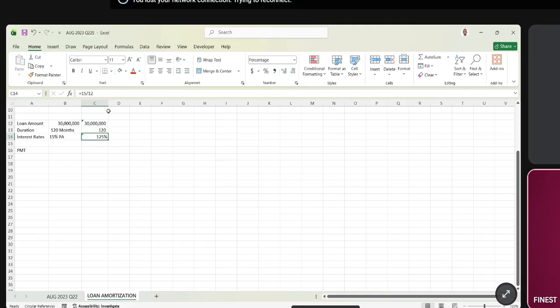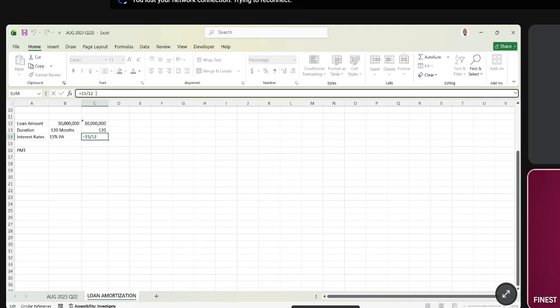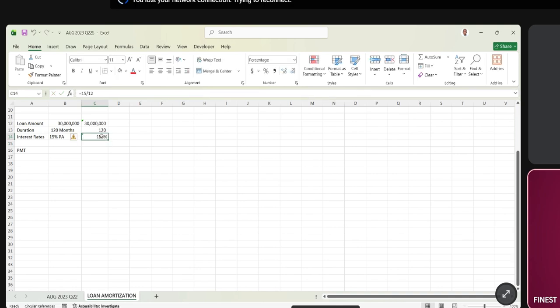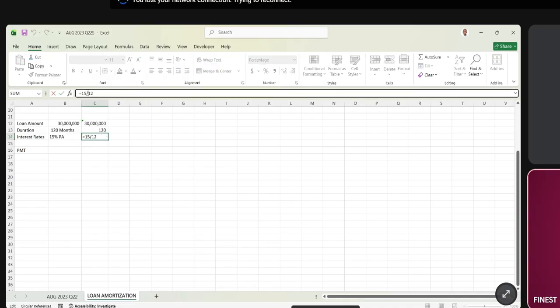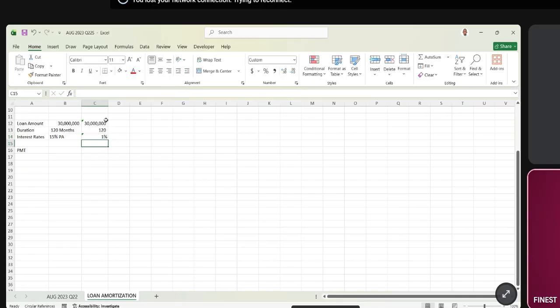This should have been 15%, divided by 12, which gives 1.25%. So these figures are in months.